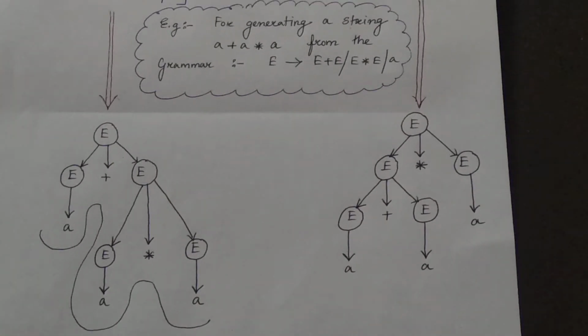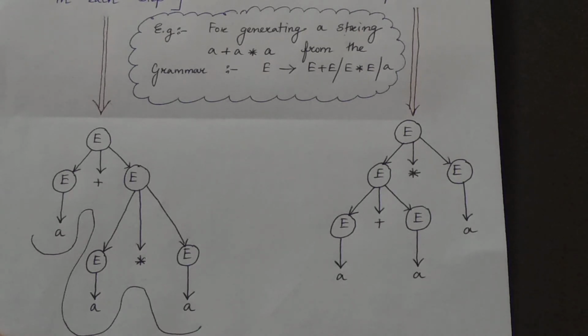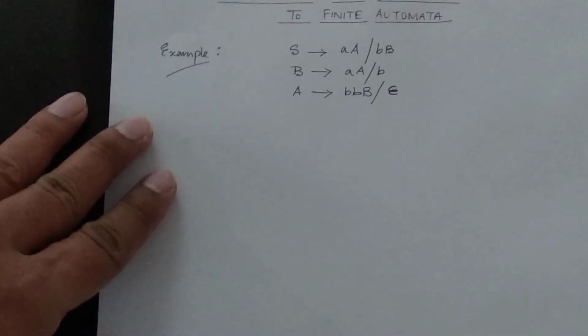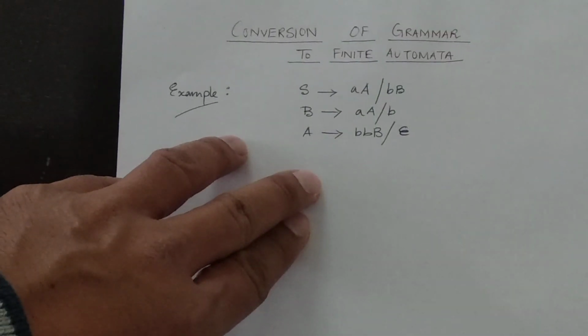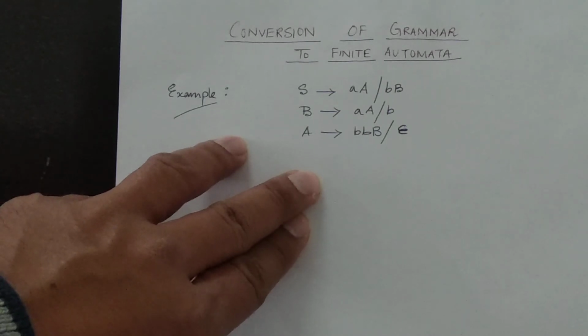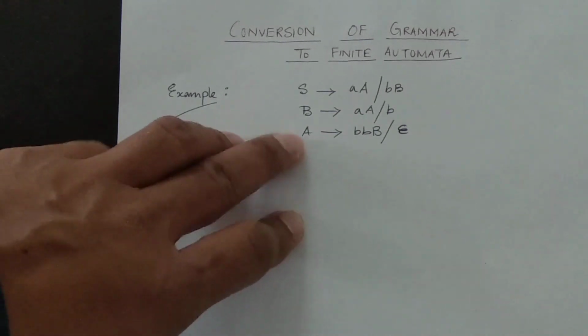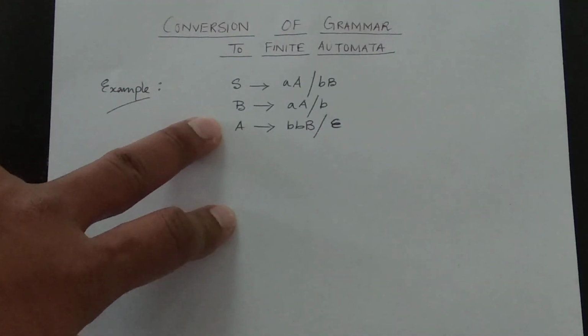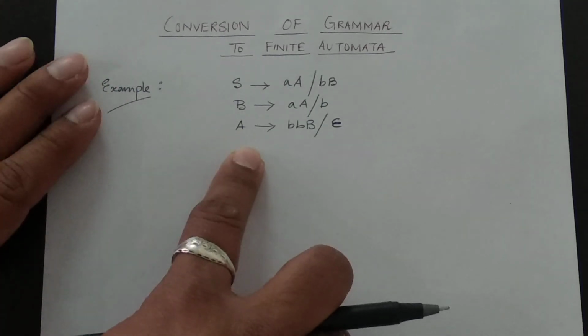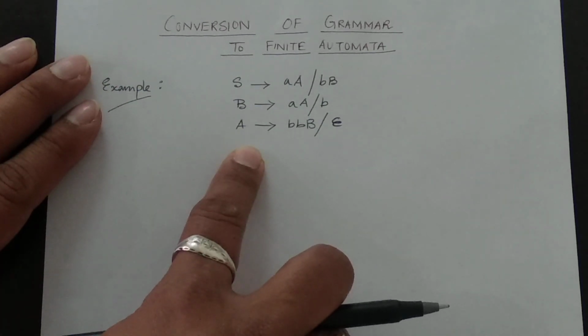Last but not the least, I'll talk about one more topic, and that topic is very useful from a competitive exams point of view, where questions are generally asked on conversion of grammar to a finite automata. I will discuss how to convert this. It's a very simple one. I will move a little bit fast. I have the productions over here, and I have to draw a particular finite automata from this.